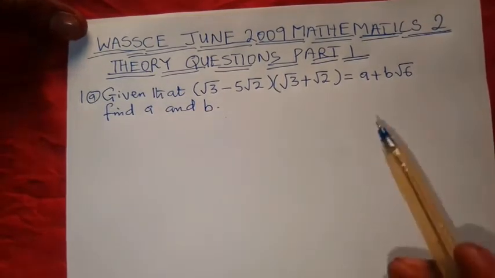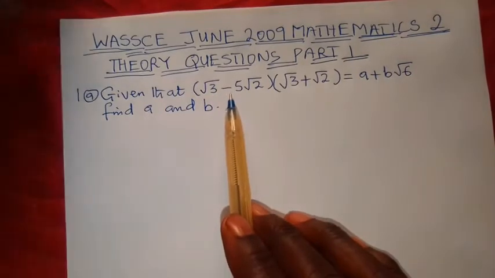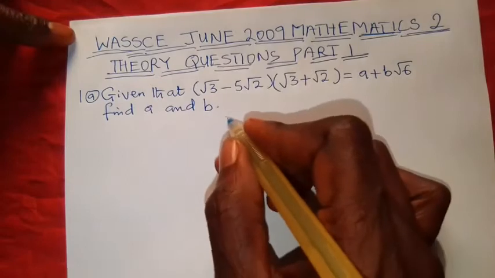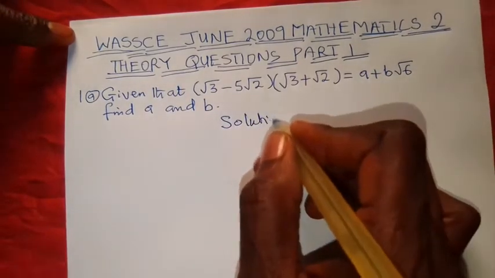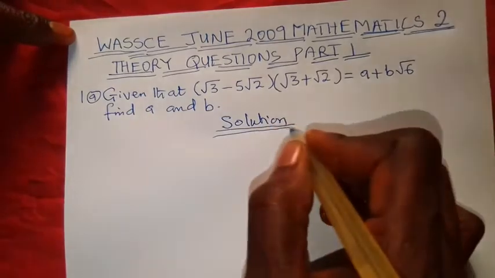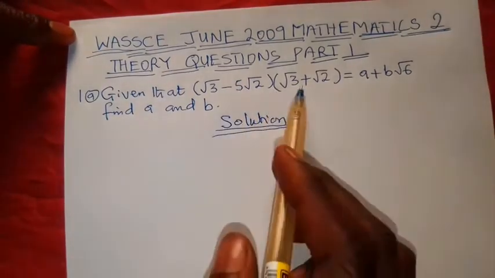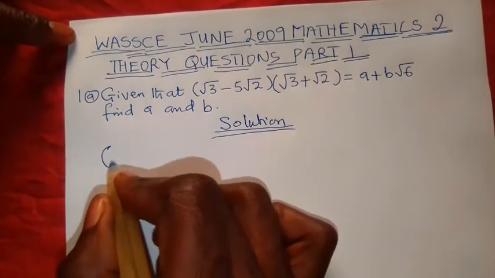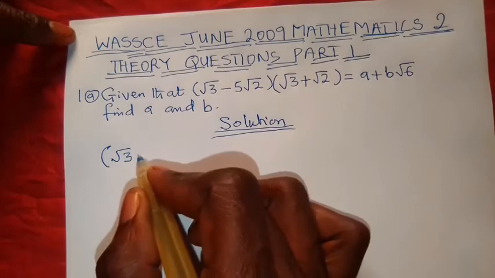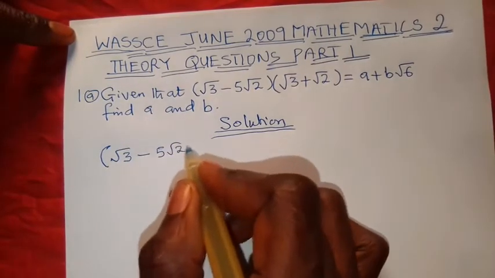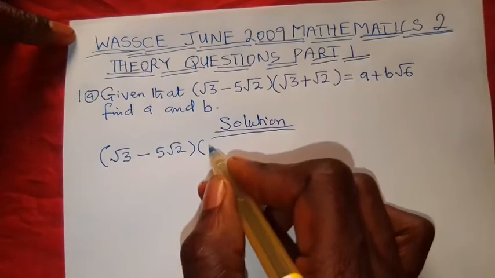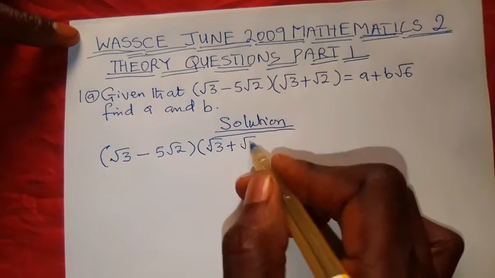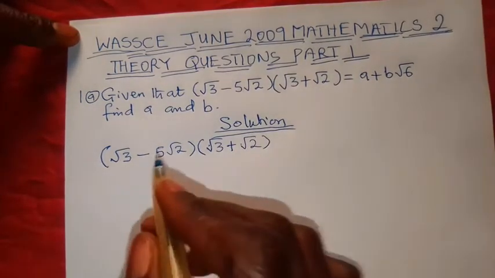Okay, now how do we approach this question? The first thing you note is that this problem is a case of solving. So let us go straight into solving this problem. Now, all we have to do is to rewrite these two expressions. We take our √3 minus 5√2, open bracket, then we open another bracket and say √3 plus √2. And what we are going to do is to expand this bracket.